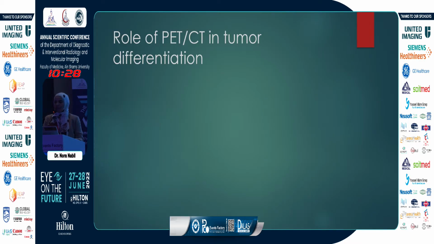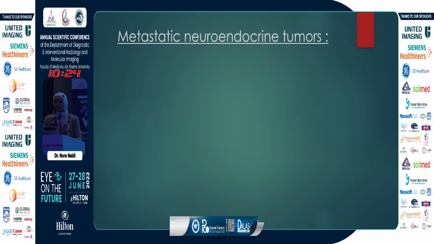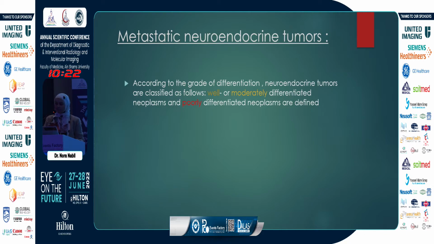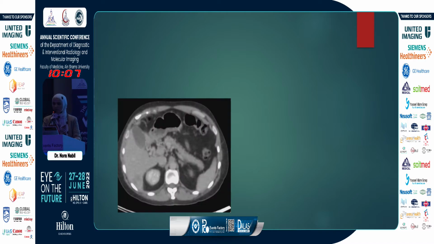Okay, the role of PET-CT also in tumor differentiation. For example, we take the metastatic neuroendocrine tumors. According to the grade of differentiation, neuroendocrine tumors are classified as well-differentiated, moderately differentiated, and poorly differentiated. FDG accumulation is significantly higher in poorly differentiated tumors than in well and moderately differentiated. We can have a case done in our department for illustration.